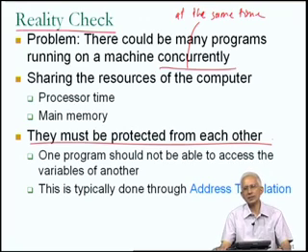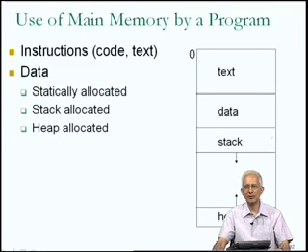Now, this protection of one program from another, in terms of not being able to access the variables of the other program, is typically done through a mechanism called address translation. We'll be seeing more about address translation later, but let me quickly give you an idea about it before we go ahead. Let me remind you that any one of the programs in execution is going to have its text, its data, its stack, and its heap.